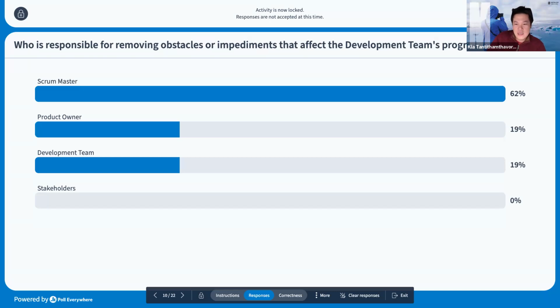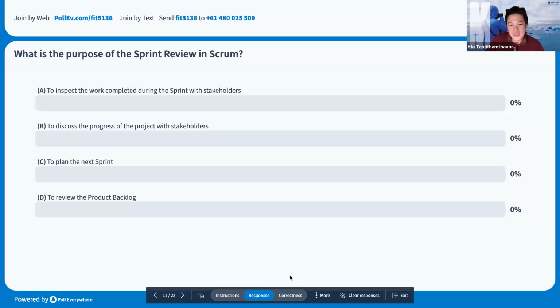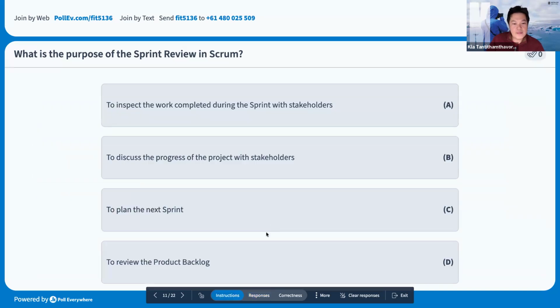Okay, product owner, they often tell the development team, okay, you need to develop this one. This is the next feature. This is the priority. Let's do this A, B, C, D. Okay. Development team, no. I mean, if they can clear the obstacle by themselves, that would be great. But normally, Scrum Master often jumps in. All right. Okay. Next, what is the purpose of the sprint review in Scrum?